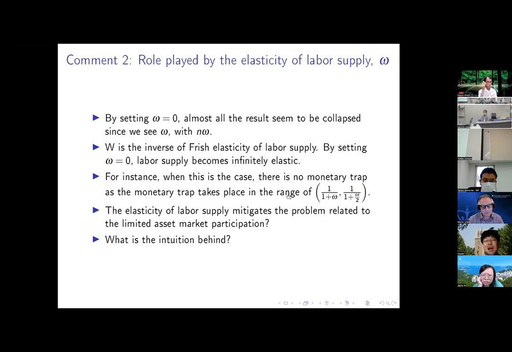So I'm wondering what role is played in the paper by this elasticity of labor supply. Does elasticity of labor supply mitigate the problem related to the limited asset market participation? I would like to see the clear intuition behind this elasticity of labor supply.